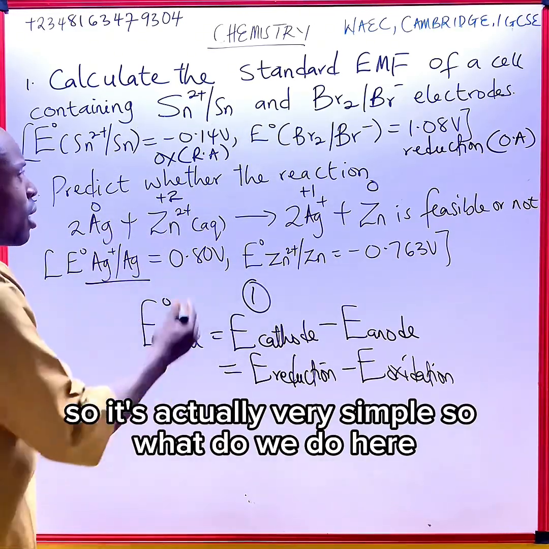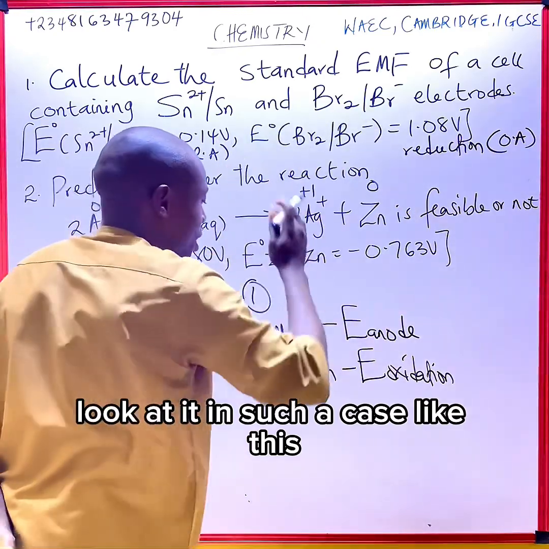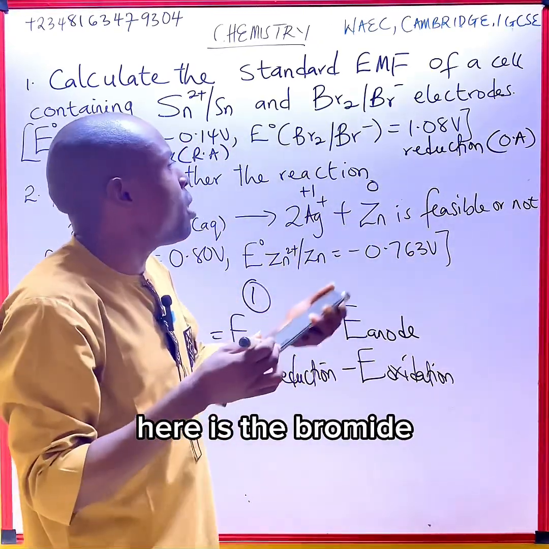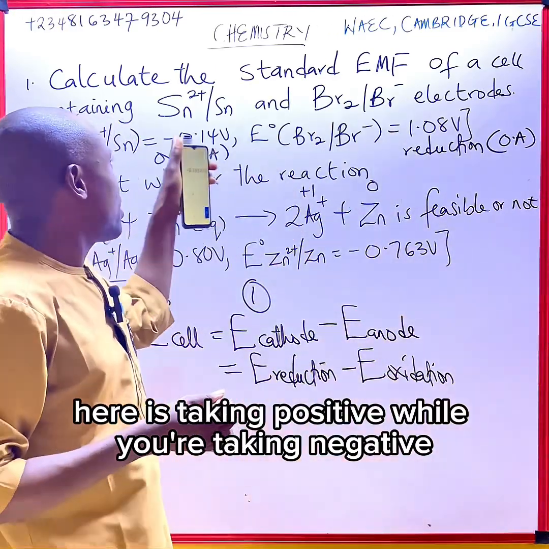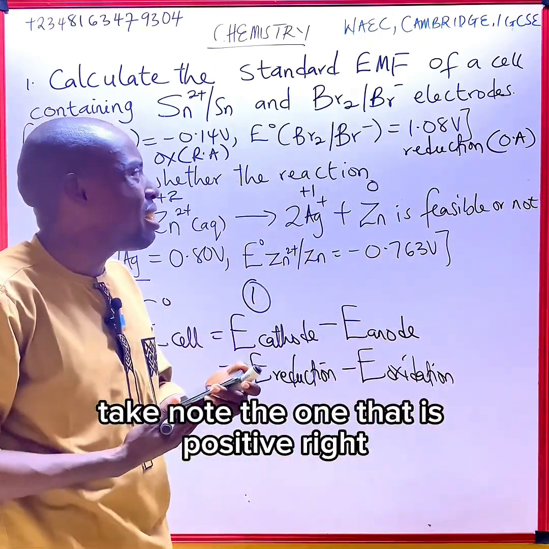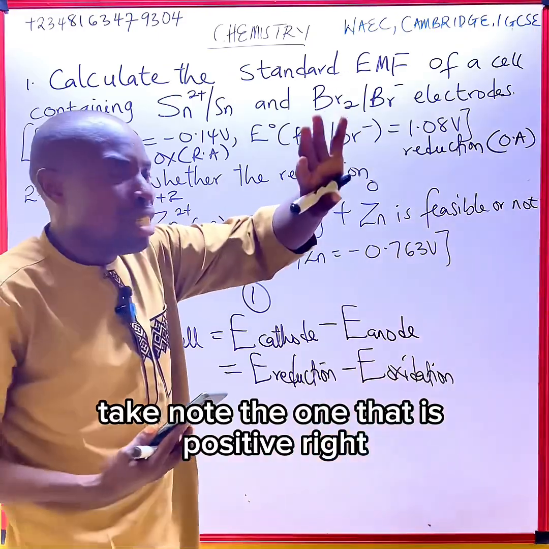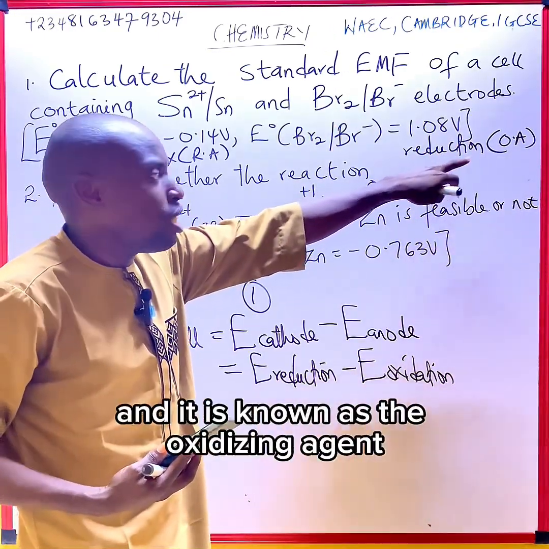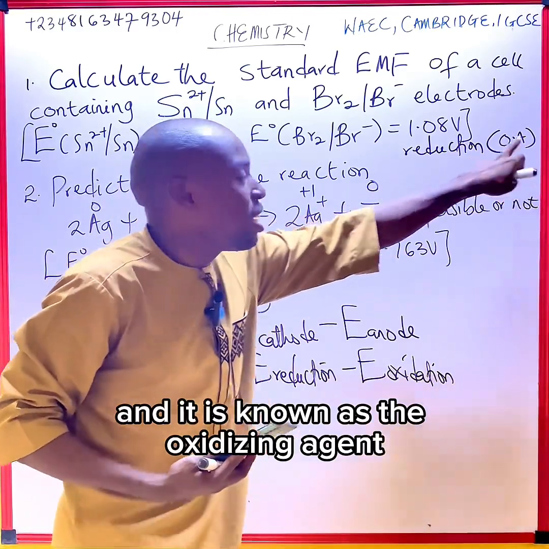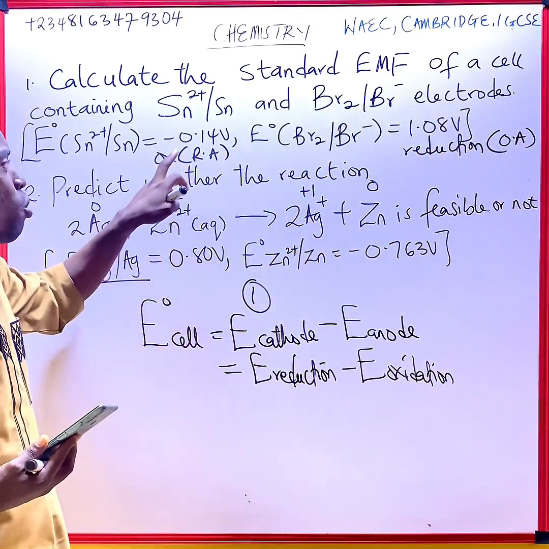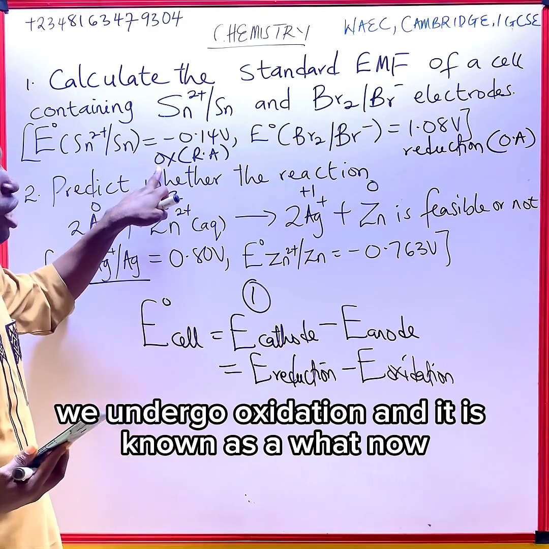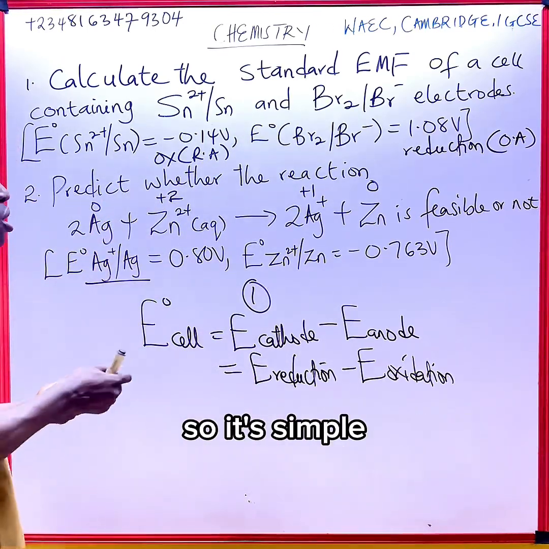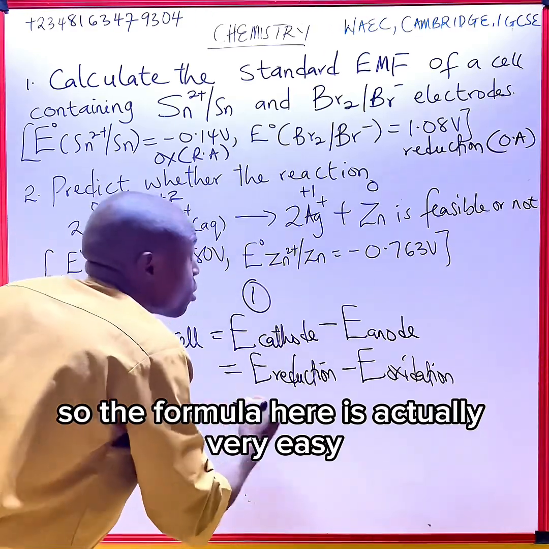So what do we do here? Look at it in such a case like this. Remember, if you are having positive and negative, here the bromine is taking positive, while here is taking negative. Take note, the one that is positive will undergo reduction and it is known as the oxidizing agent, while the one that is negative will undergo oxidation and it is known as the reducing agent or reductant. So it's simple.